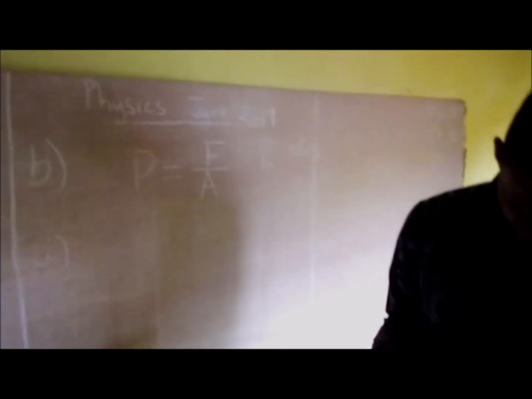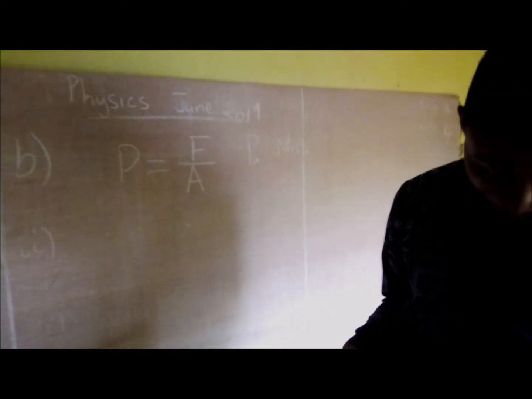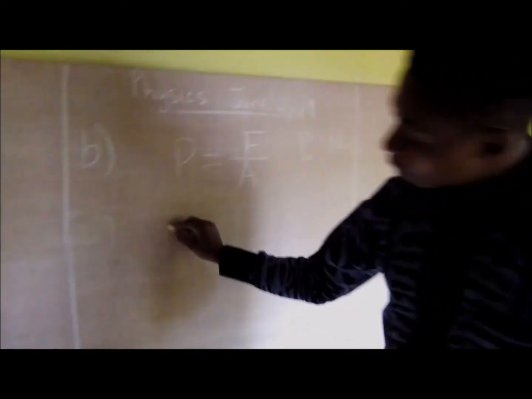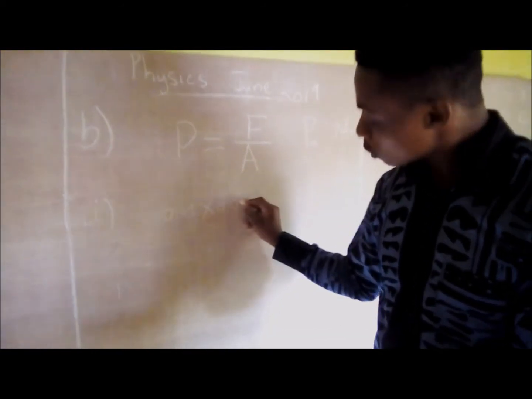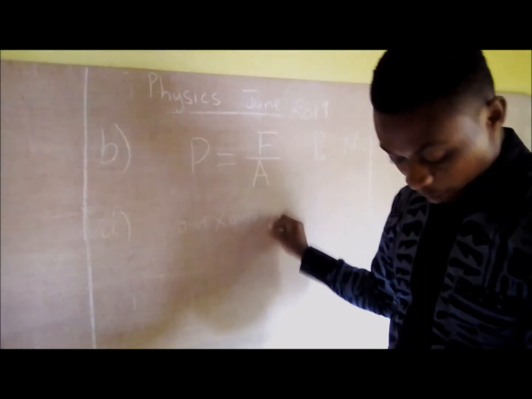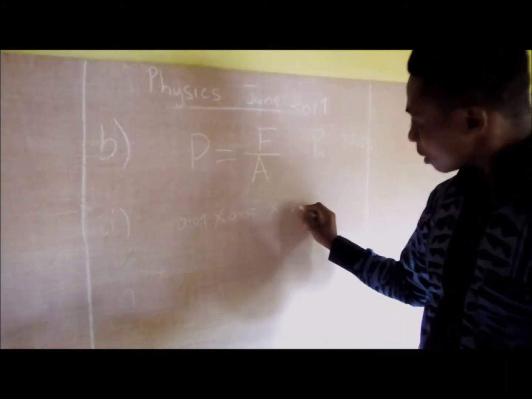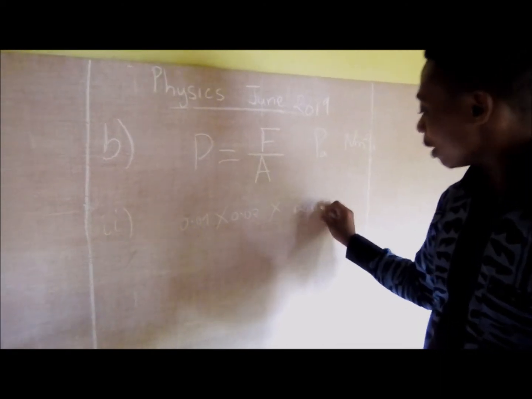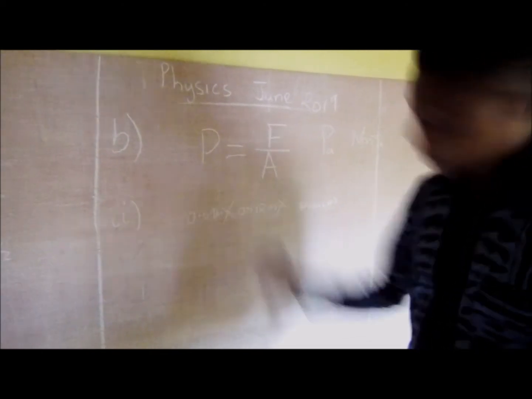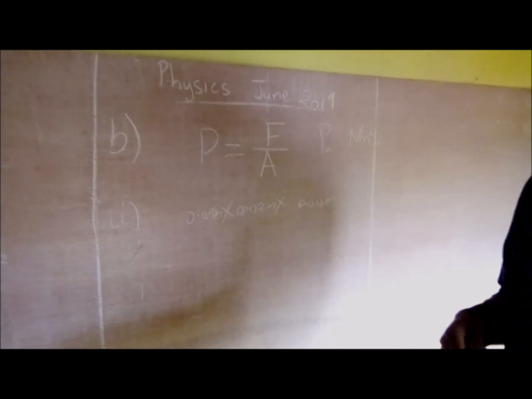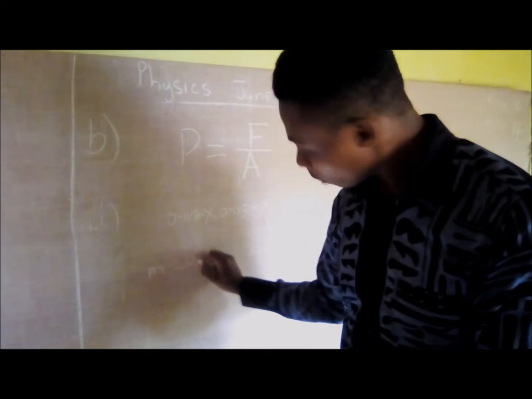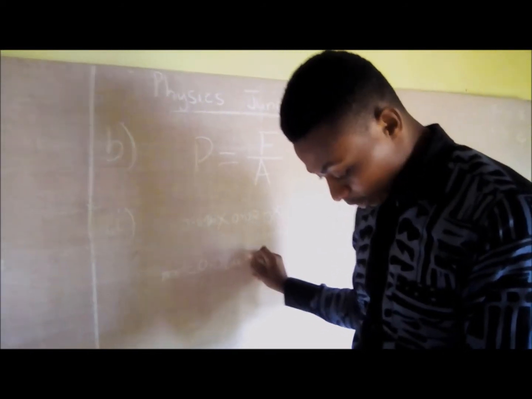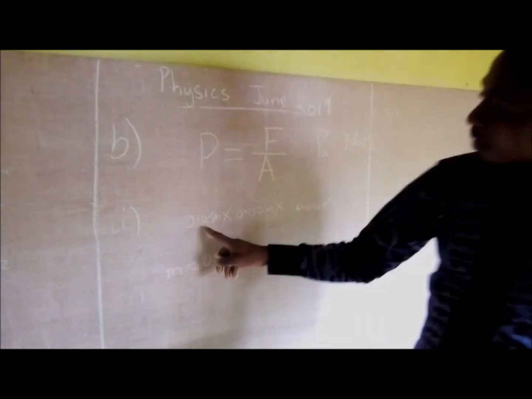Okay, B Roman 2. Here we have a question. The question is a rectangular block 0.01 by 0.02 by 0.04, all in meters, has a mass of m, given as 0.064 kilograms.